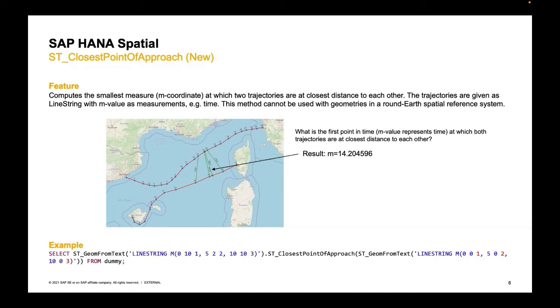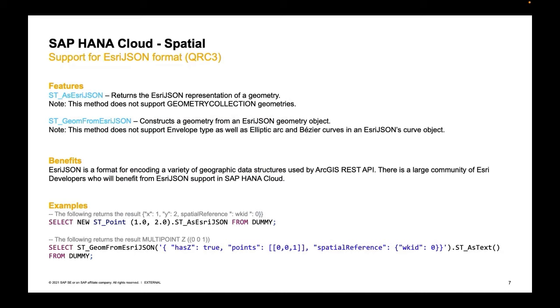And now we come to the next function. And actually, this is about how you can deal with the Esri-JSON format in HANA Cloud. We introduced this already with QRC3, but I didn't present this here in the rollout session, so I included this feature as well. The Esri-JSON format is very well known for Esri developers.